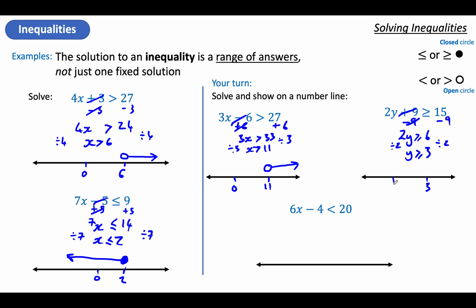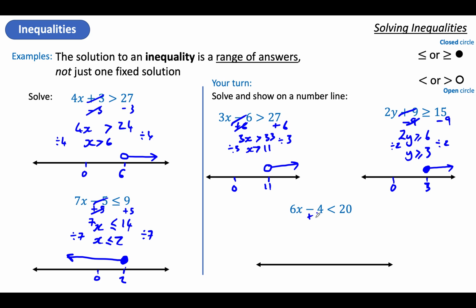There's 3. Let's put that as 0 there. Because it's greater than or equal to, the equal to is the important thing there, do a filled in circle and then point to all the numbers that are bigger than 3, because that's what it says. Y is bigger than or equal to 3. Just make sure that's clear, that's a 3. Not a 5, it's a 3. And it does look like a 5, doesn't it? I promise you it's a 3.